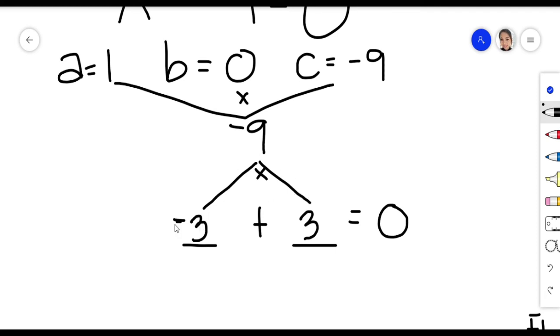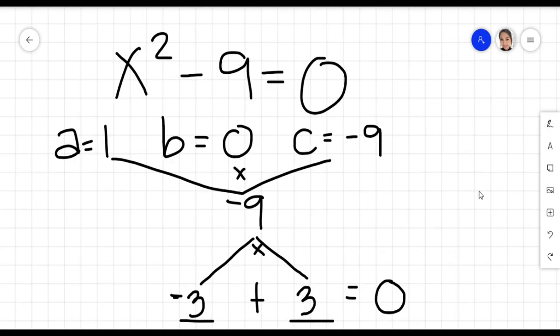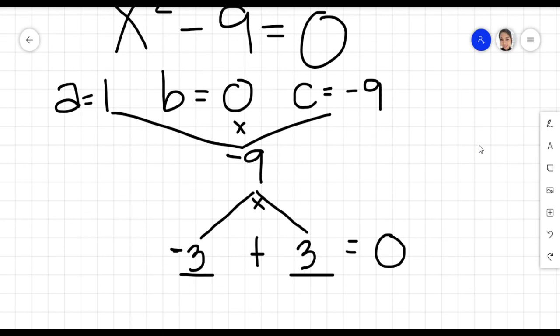Since we are multiplying unlike signs, this one negative and this one positive, it will have a negative product. So negative 3 times positive 3 is negative 9. But if we add them, the result is 0. Since adding unlike signs, we have to subtract them, and 3 minus 3 is 0. Now, since we found two numbers that add up to 0 and multiply to negative 9, it means that x squared minus 9 equals 0 is factorable. So we can apply the Vedic method.